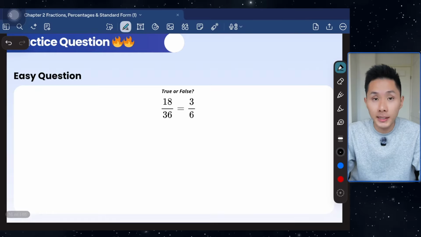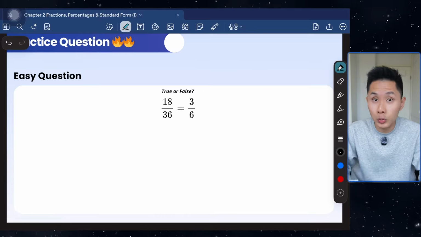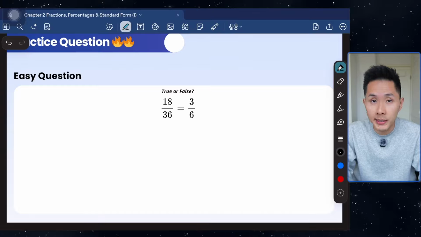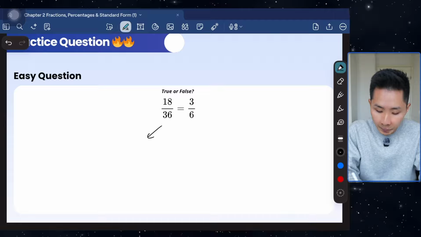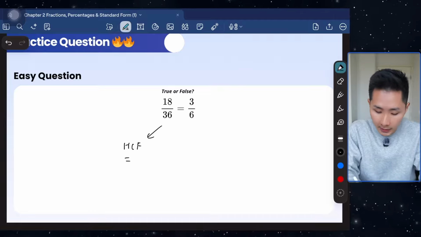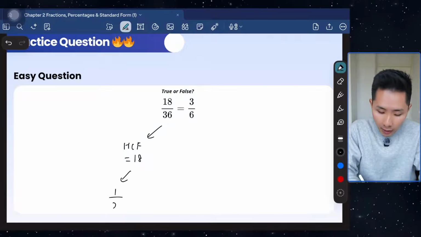We're done. Now, let's solve a question here. Is 18 over 36 equal to 3 over 6? To solve this question, you have to convert both fractions into their simplest form. For example, to convert this into its simplest form, find out its HCF. It happens that the HCF is 18. So you divide both numbers by 18, and you'll get 1 over 2.